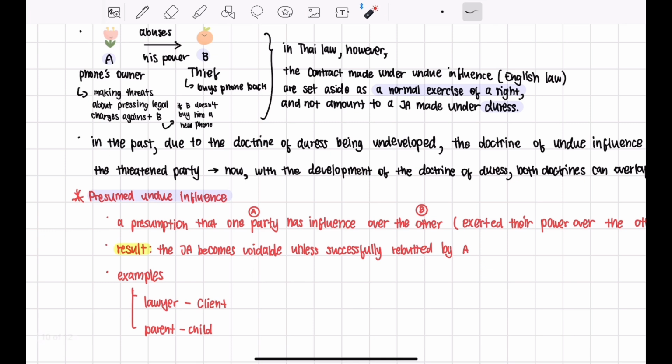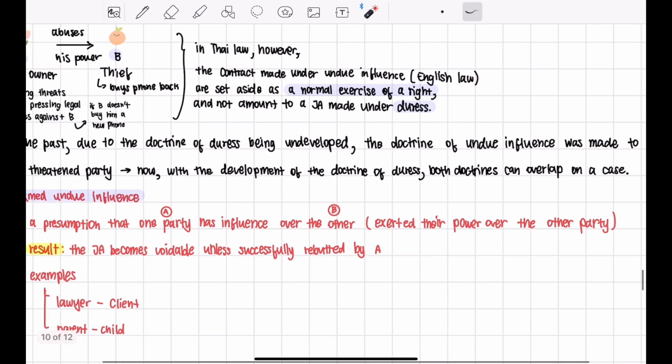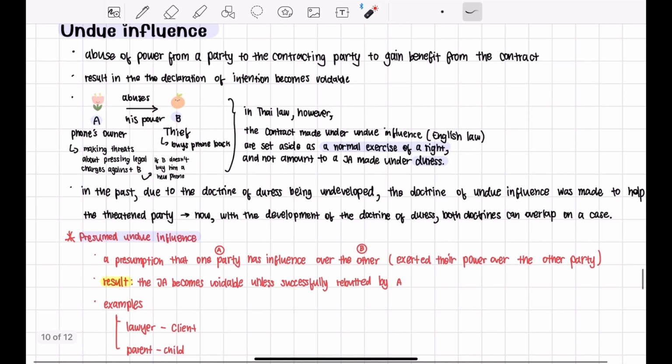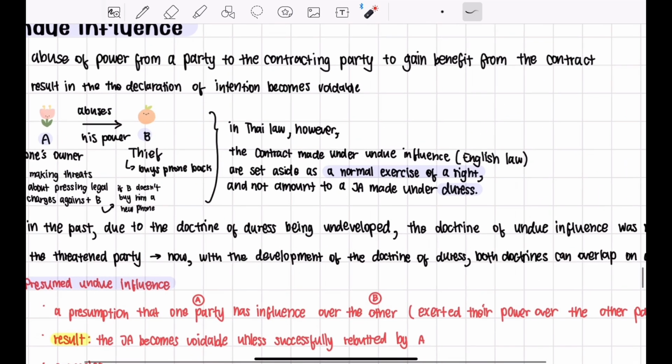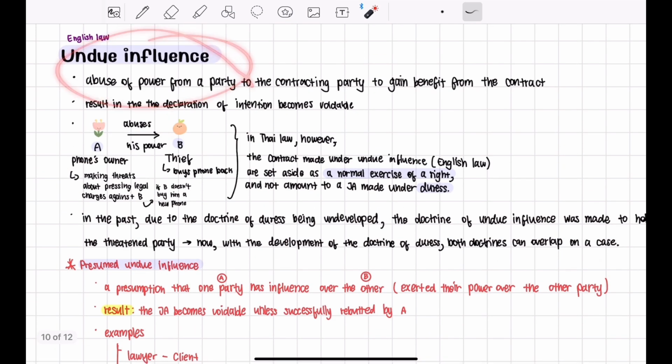In the past, due to the doctrine of duress being underdeveloped, the doctrine of undue influence was used to help the threatened party or the lesser power party. But now with the development of the doctrine of duress, both doctrines can overlap in the same case. Undue influence and duress may overlap in the same case, because duress is now broader than it used to be, so a case may fall under both grounds. And this is undue influence.